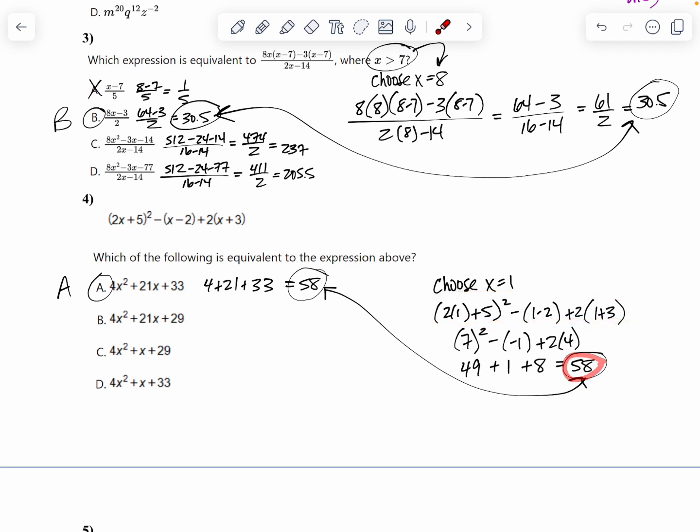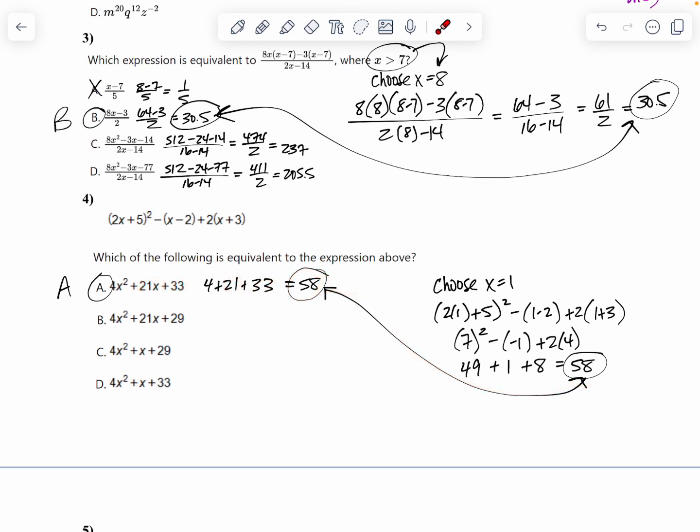So now my goal is to plug in this same number for x over here and see which one equals 58. So when I plug in 1 here and 1 here, 1 squared is 1 times 4 is 4. Got it. 21 times 1 is 21. Got it. Plus 33. Got it. That equals 58. Wow. I don't even have to check any of my other answers.